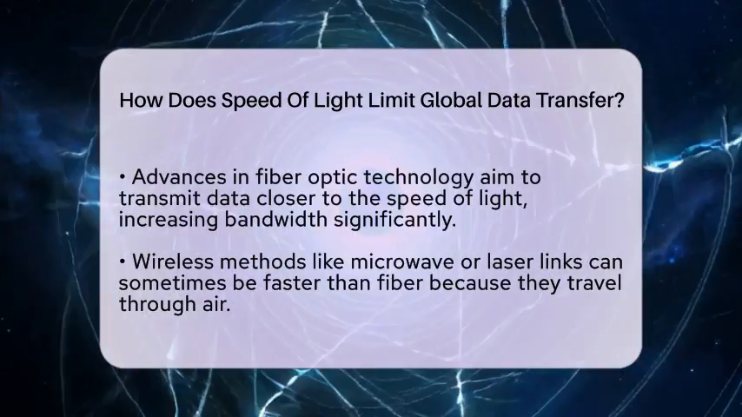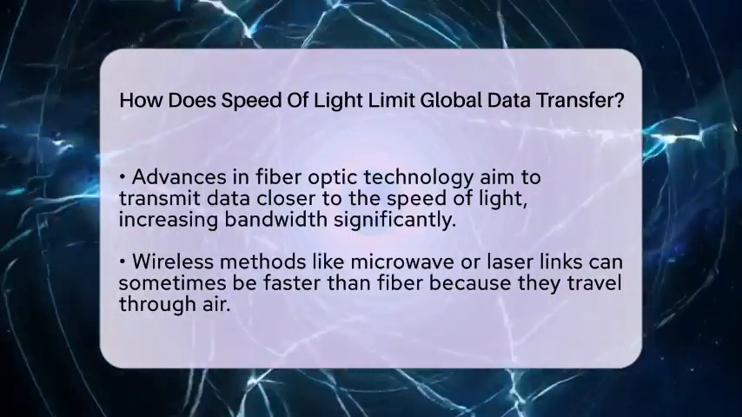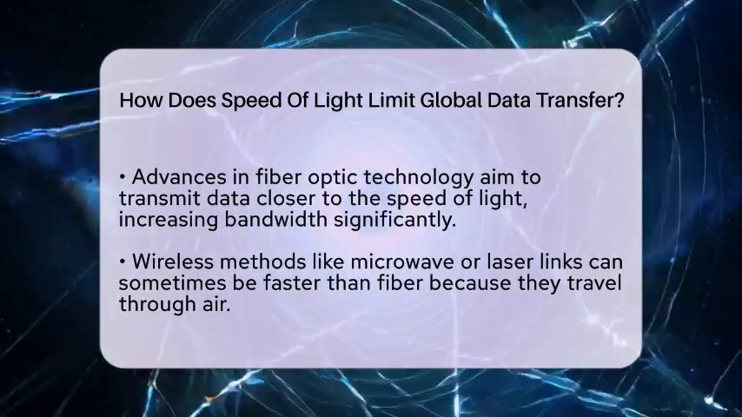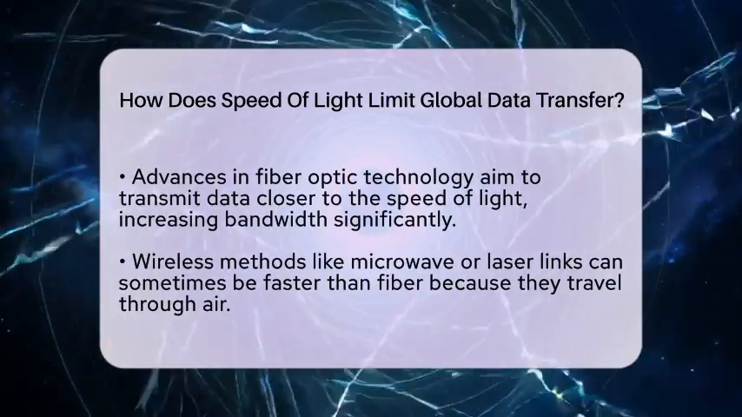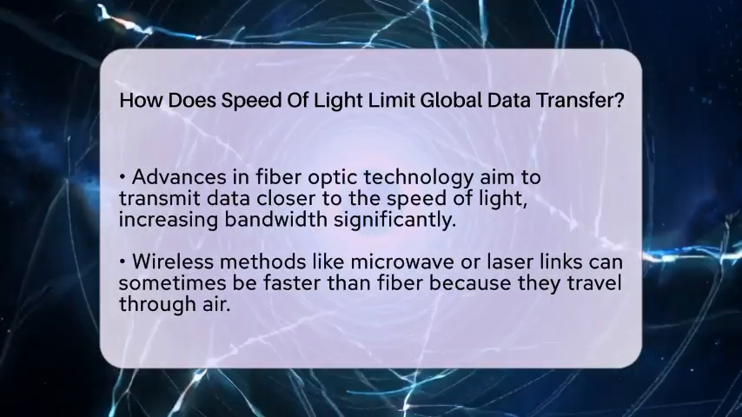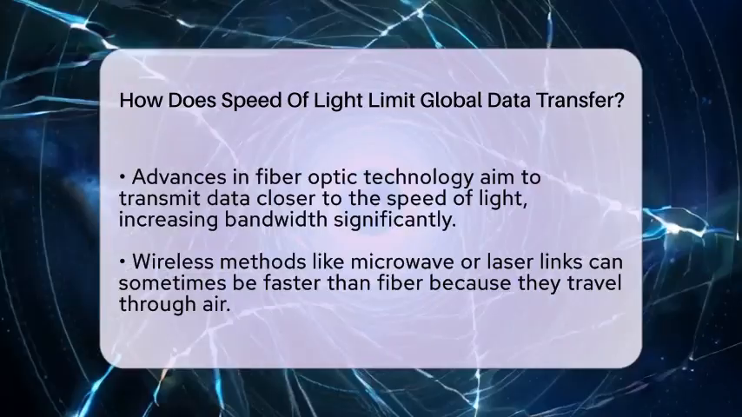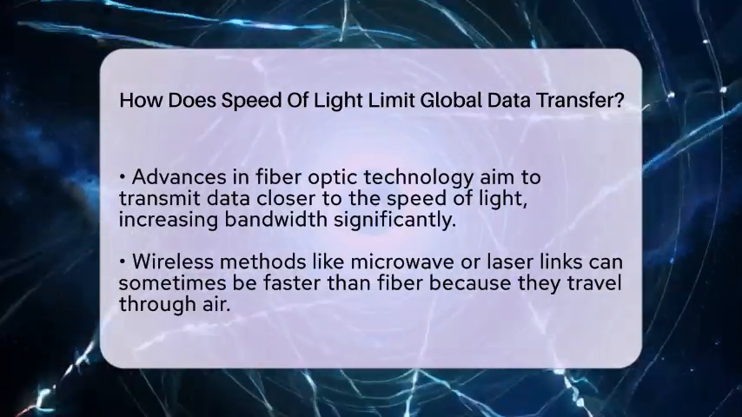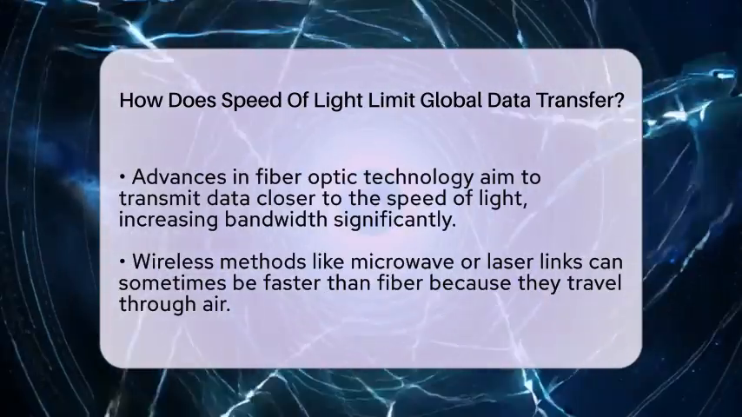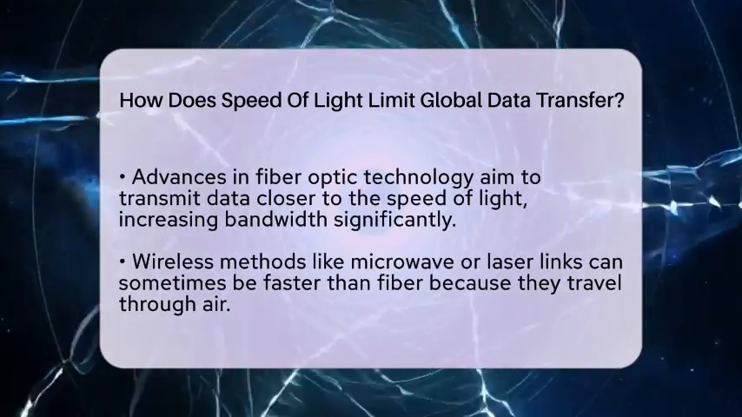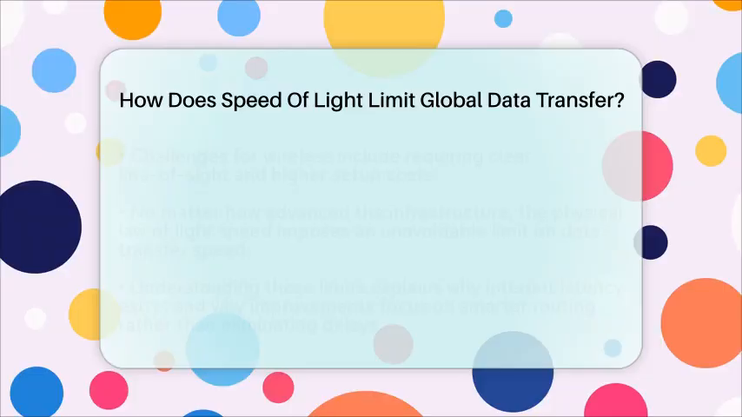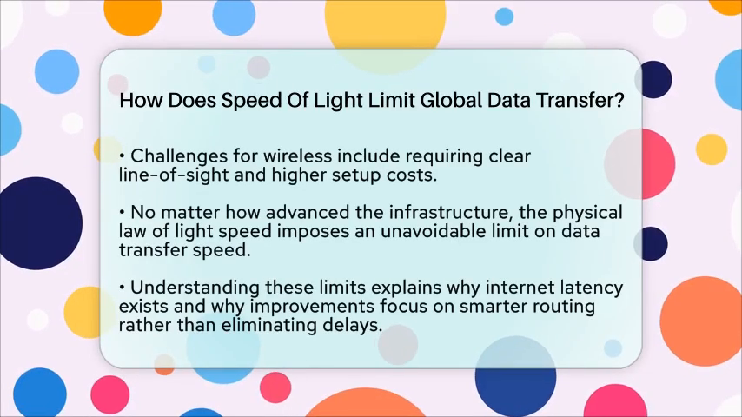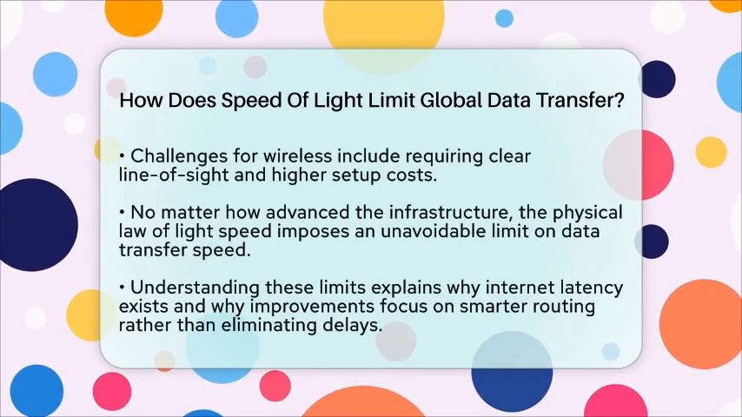Scientists and engineers are working on new technologies to get closer to this speed limit. Some new fiber cables can transmit data at speeds very close to the speed of light with very high bandwidth, allowing trillions of bits of data per second. Wireless methods like microwave or laser links can sometimes be faster because light travels slightly faster in air than in glass. But these methods face challenges like needing a clear line of sight and higher setup costs.